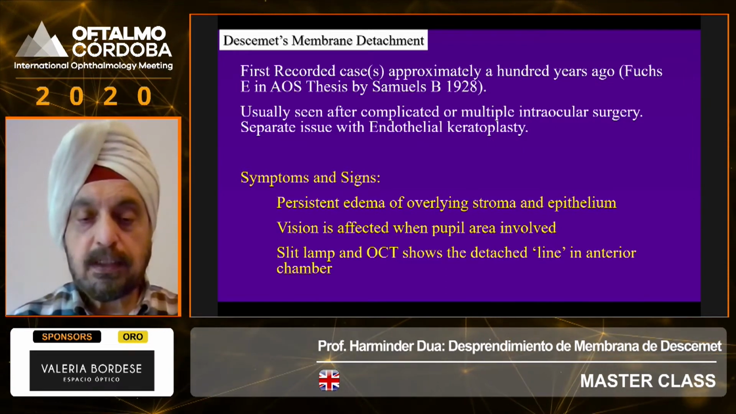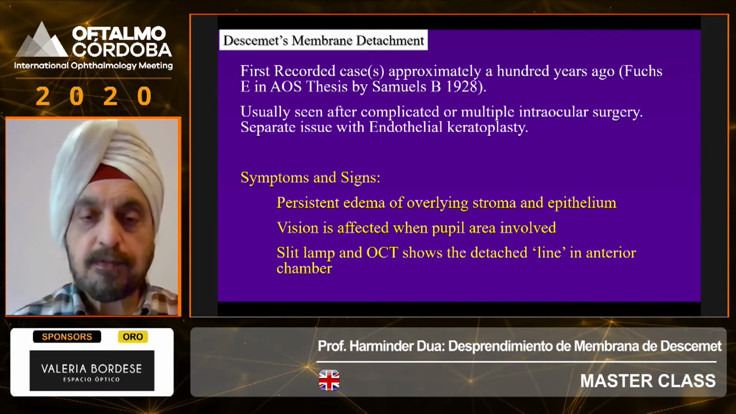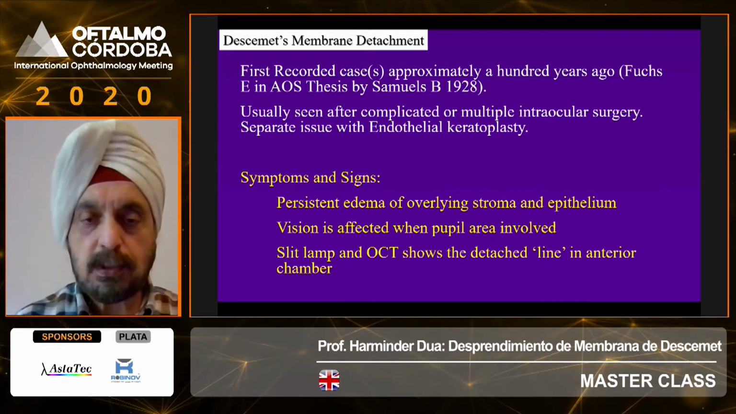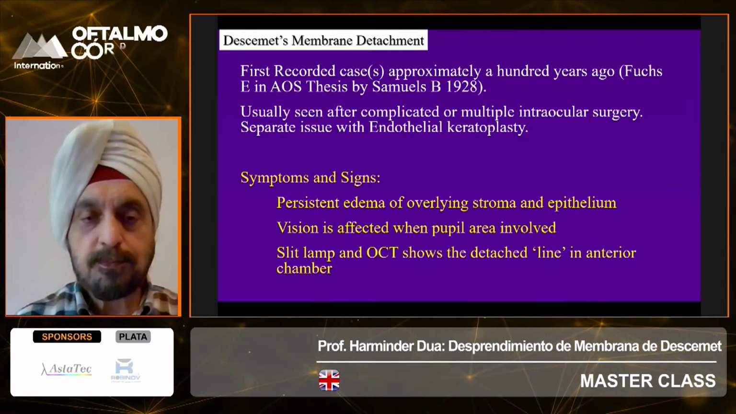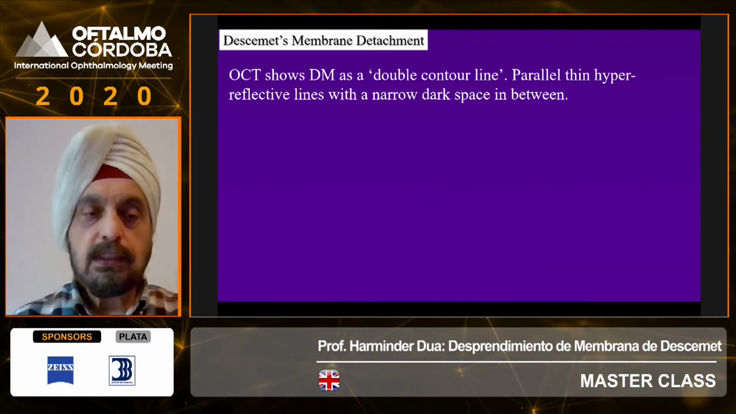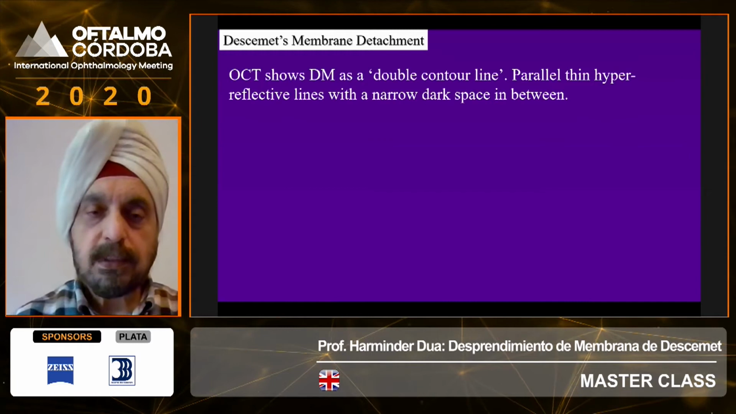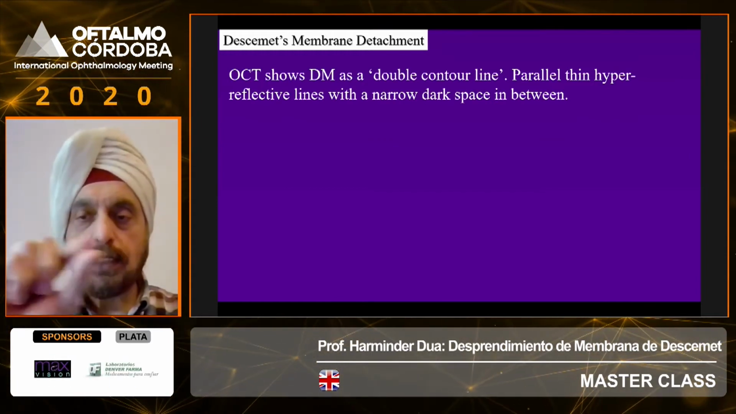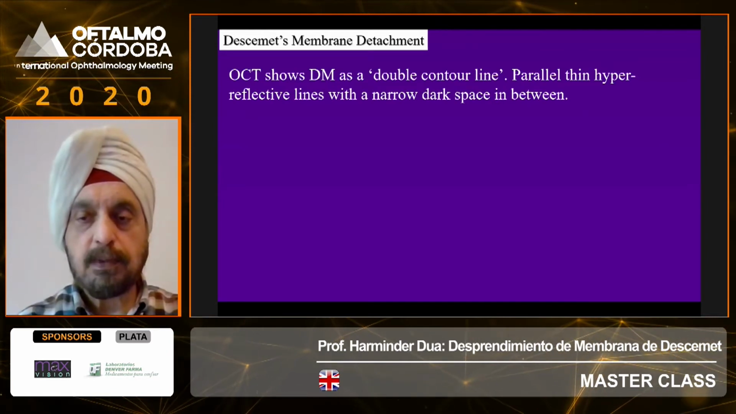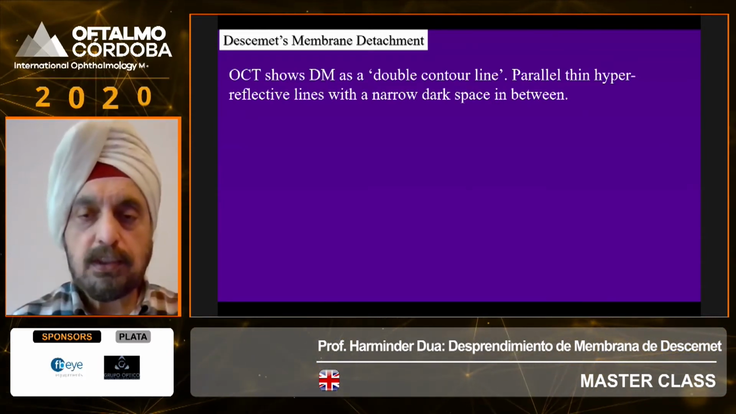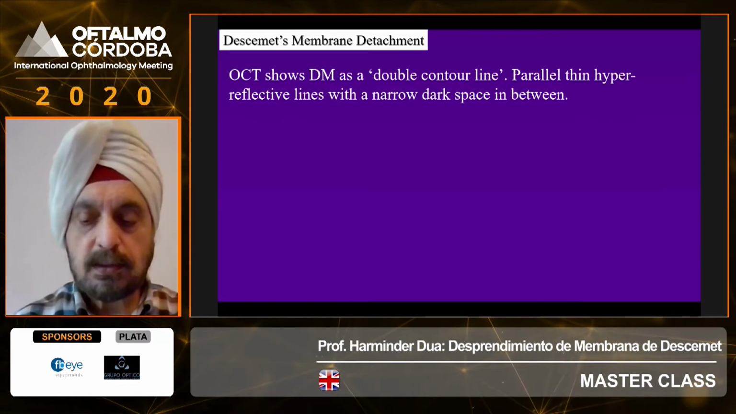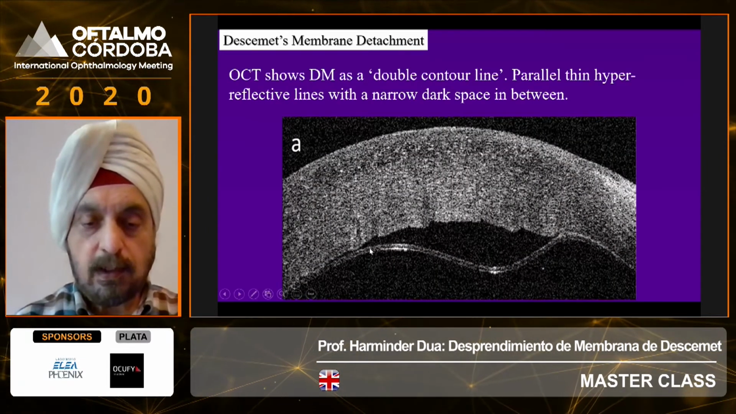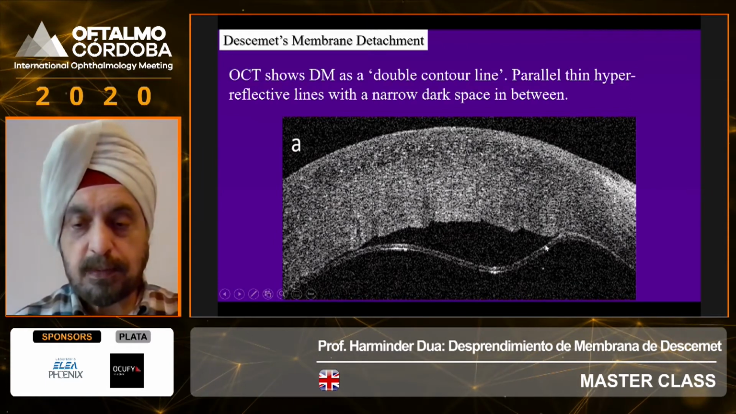On slit lamp and OCT, we can see a very hyperreflective, sharp line at varying distances from the cornea in the anterior chamber. OCT will always show Descemet's membrane as a double contour line. When we see two lines running parallel to each other, very bright with a dark space in between them, this is exactly how it looks. Both of them are the Descemet's membrane.